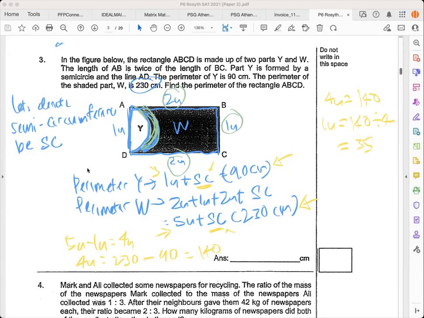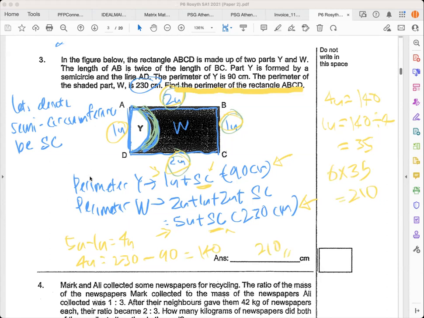Now, what's the question? Find the perimeter of the rectangle ABC. The rectangle ABC consists of 2U, 1U, 2U, 1U, altogether 6U. All right, so the answer is 6 times 35. That gives you 210. That's the answer, 210.